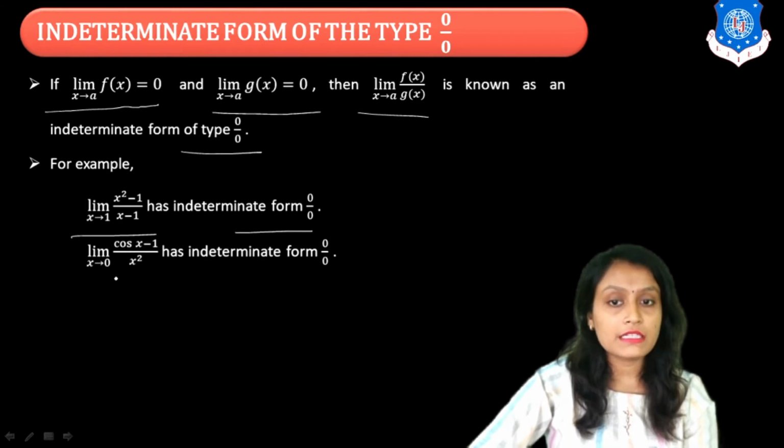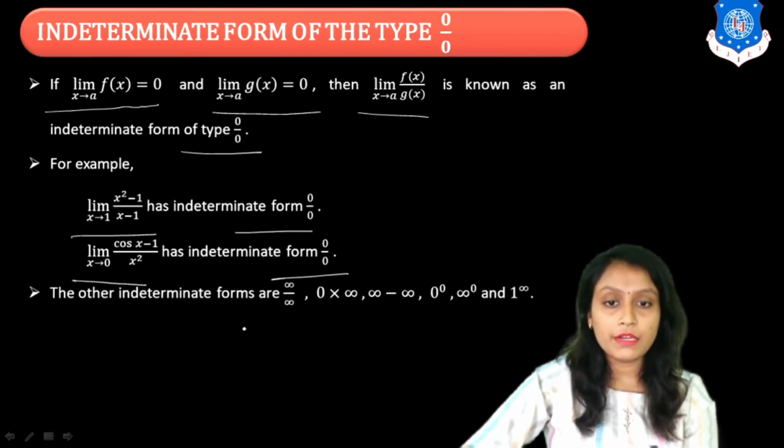Similarly, limit x tends to 0, (cos x minus 1) upon x square. Again here, if you substitute 0 in place of x, you will get cos 0 minus 1. Now we know the answer of cos 0, that is 1. So 1 minus 1 is 0, and in the denominator also 0. So again we have indeterminate form of the type 0 by 0.